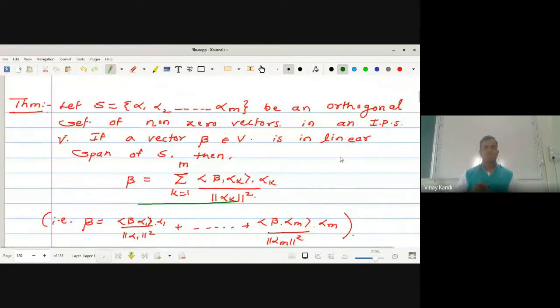Okay, what did we prove now? Let S be the set alpha 1, alpha 2, up to alpha m, an orthogonal set of non-zero vectors in an inner product space V. Then the vector beta belonging to V, in the linear span of S, is beta equal to the summation k running from 1 to m of inner product of beta and alpha k divided by norm squared of alpha k, into alpha k.